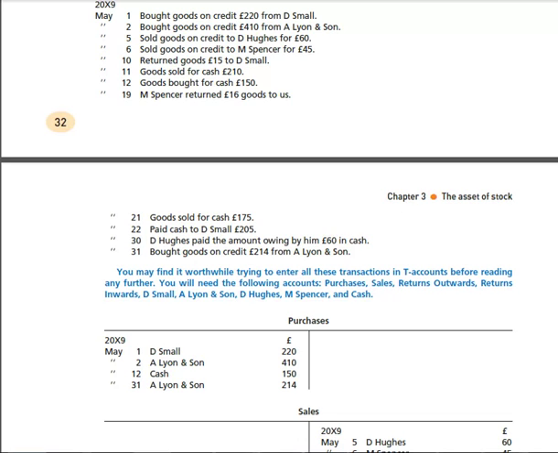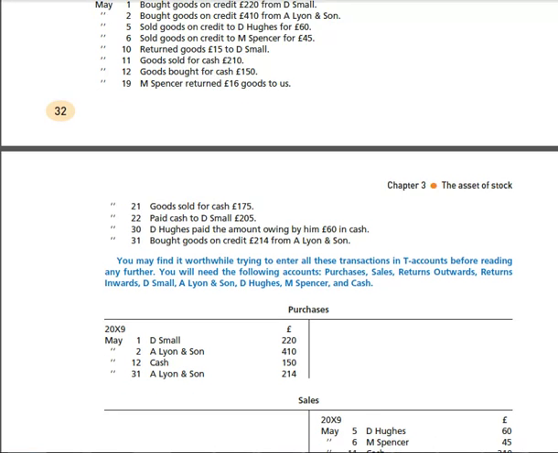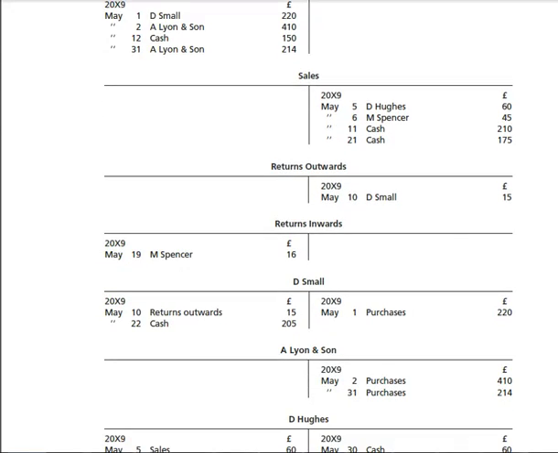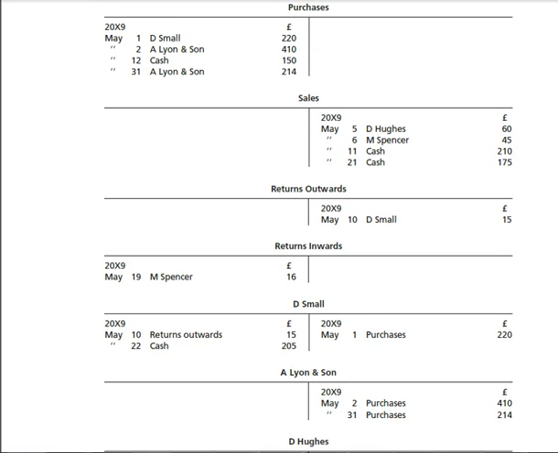The second example: bought goods on credit 410 from A. Lion and Sons. It's a similar entry as the first one, so it should be simple. Again, we'll debit purchases by 410, and then we would credit A. Lion and Son, which is a creditor's account, by the same amount of 410.